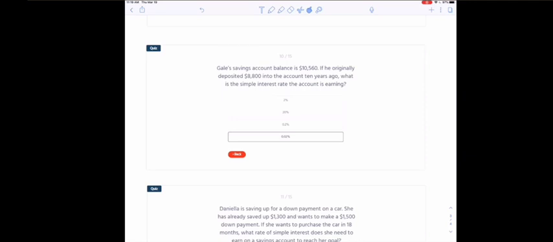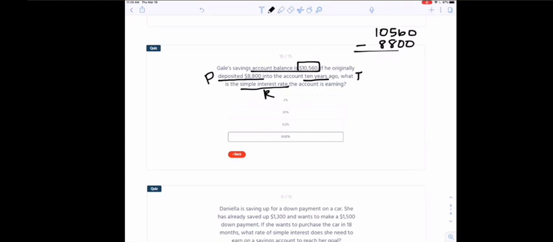If you originally deposited $8,800 into the account 10 years ago, what is the simple interest rate the account is earning? So, deposited $8,800 is our principal. 10 years is our time. Once again, we're looking for the rate. Account balance, $10,560. We're going to subtract them to get our interest earned.